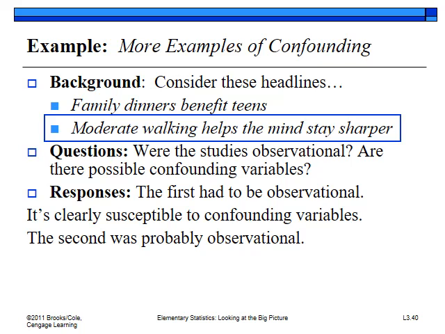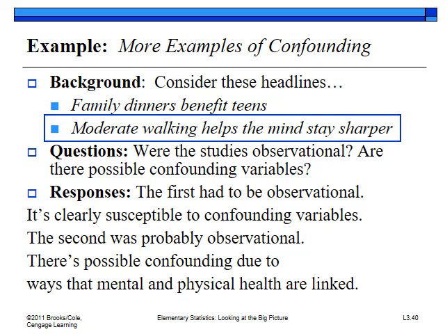The second one is probably an observational study. If it were an experiment, then the researchers would have to tell one group of people to spend a moderate amount of time walking each day and tell the other group not to walk that much each day. That feels maybe not quite to the level of unethical, but it's kind of a problem. In this case, there is confounding because physical health and mental health are tied together in ways that we sometimes don't understand.